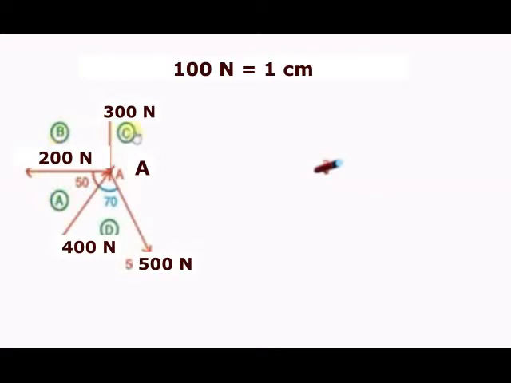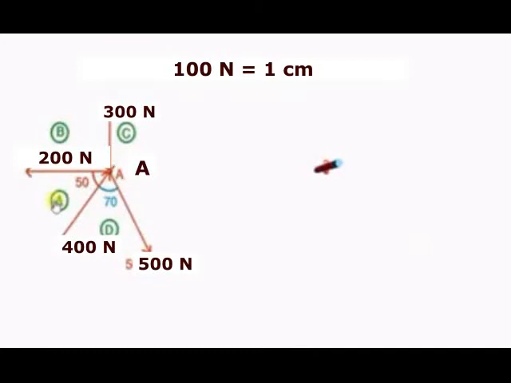Similarly, BC is representing this 300 Newton force, and as we have selected a scale of 1 centimeter is equal to 100 Newton, therefore 300 divided by 100, that is 3 centimeter, will be the length by which we will be representing this particular force. Similarly, this CD will be representing this 500 Newton force, that is 5 centimeter, and DA will be representing this 400 Newton force, that is 4 centimeter by scale. So let us start with this particular diagram, that is the force diagram or vector diagram.